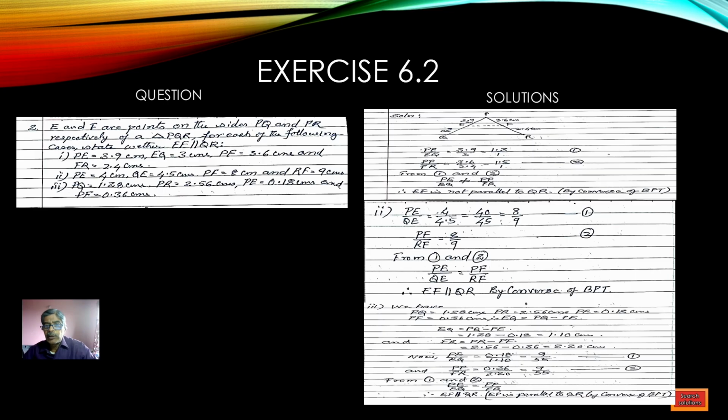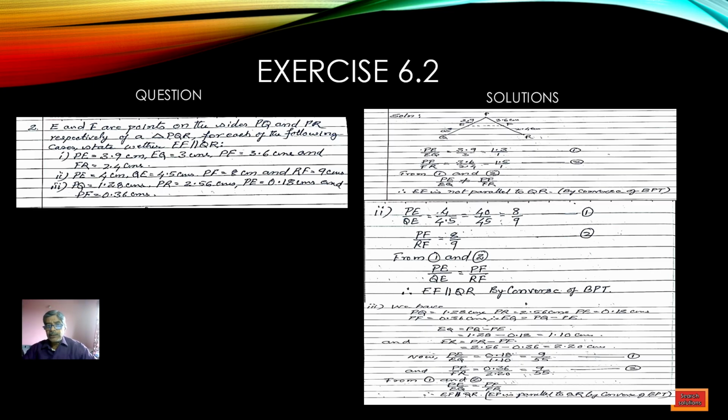So PF by FR also we are finding out. This is 1 and this is 2. And then we check whether both the things are proportional to each other. No, it is not. The ratios are different. Therefore, EF is not parallel to QR.